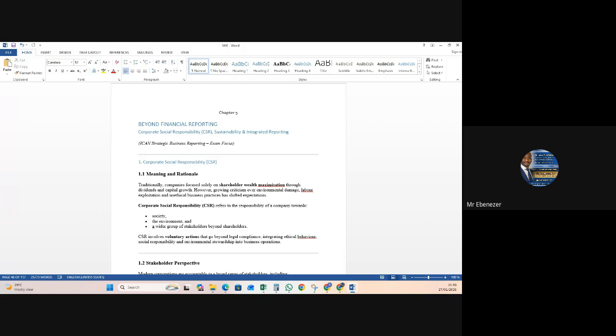Ethical behavior has to do with what is right and wrong. Social responsibility has to do with your responsibility to the society. Now imagine you have a factory in a residential area, not even an industrial area. We used to have industrial estates, but in Abuja here, all residential areas have been converted.